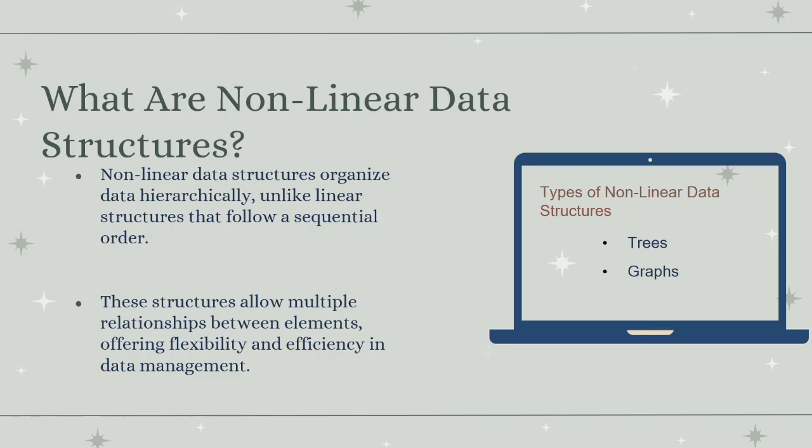There are several types of nonlinear data structures, but the most common ones are trees and graphs. Each has its own unique properties and uses. So today, I'm going to talk about trees. A tree is a hierarchical structure where each element called a node has a value and references to other nodes, known as children. Let's break down the key components of a tree.